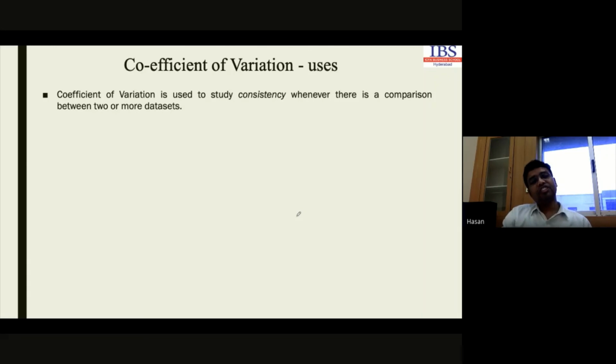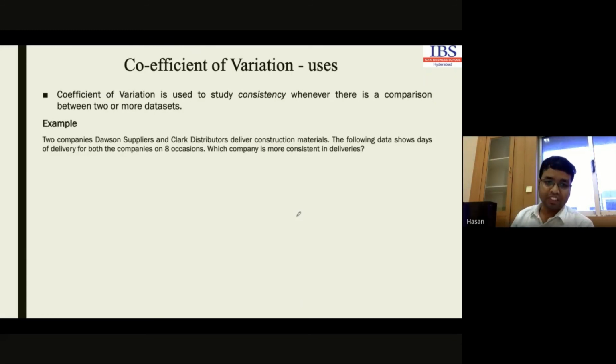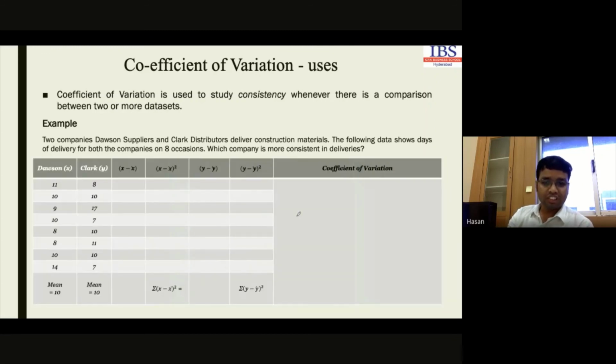Okay. So where we use the variations, coefficient of variation is used to study the consistency wherever there is a comparison between two or more data sets. Example, two companies, Dawson suppliers and Clark distributors deliver construction materials. The following data shows this. This is the data point.